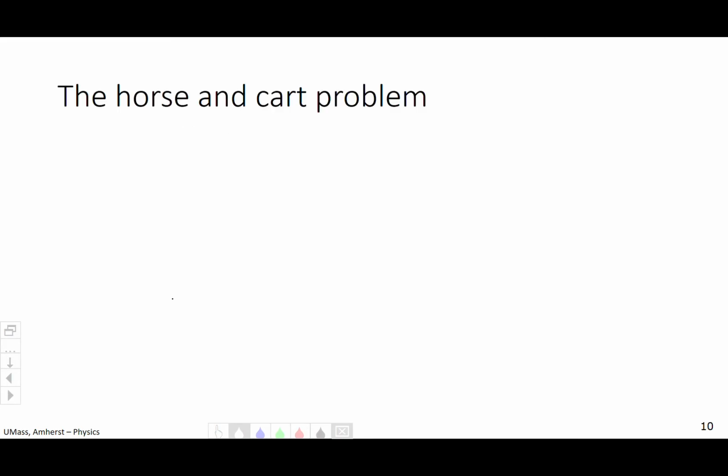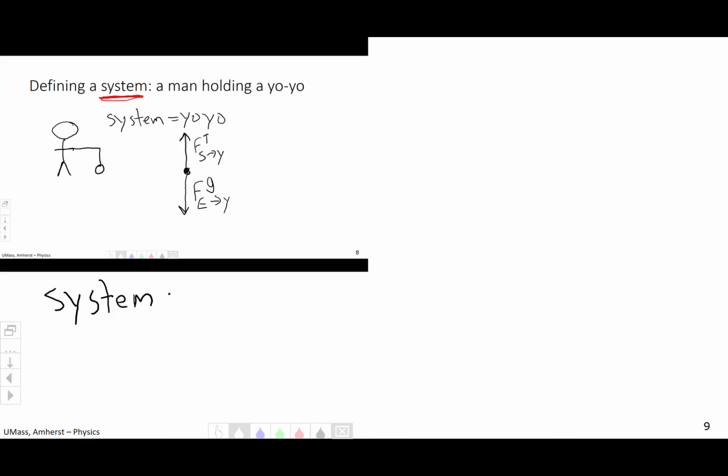System. So let's say man and yo-yo. So with the man and the yo-yo, we are going to put them all together. So when we're looking at our system, we're going to look at everything that is going on in our man-yo-yo system. Okay, so what does that mean when we're talking about our free body diagram?